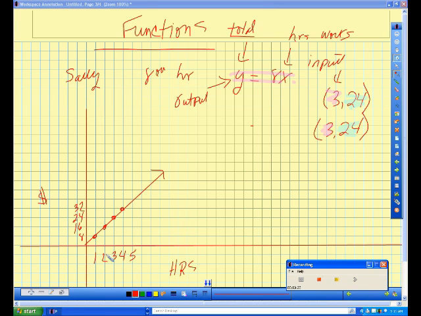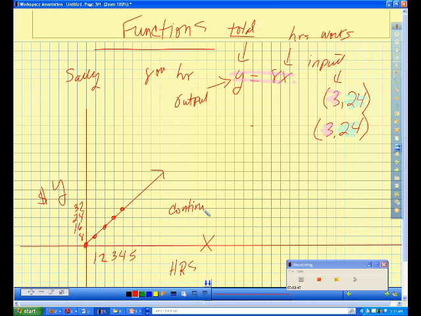Here's a graphical representation of what we just talked about with her hours along the x-axis, the amount of money that she makes along the y-axis. So at 0 hours, she'd make $0. At 1 hour, she would make 8. At 2 hours, she would make 16, etc. I connected the dots, making this a continuous function.